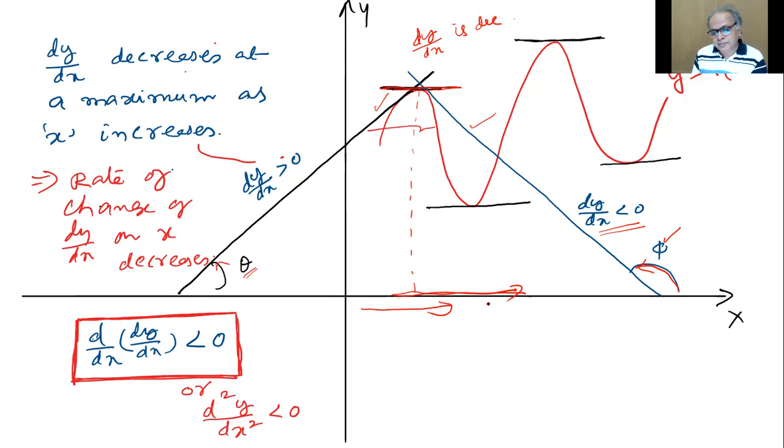Hello? See, dy by dx is change in y by change in x. But dy by dx itself is the function now. That is decreasing. So d of dy by dx is less than 0 at a maximum. This is what differentiates the maximum from a minimum. You will see in future in the next slide.